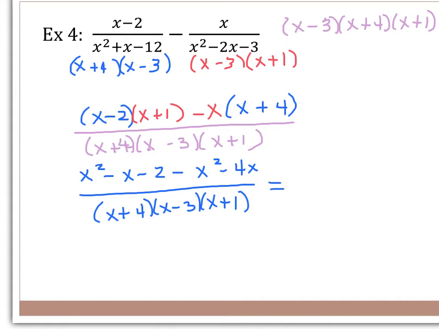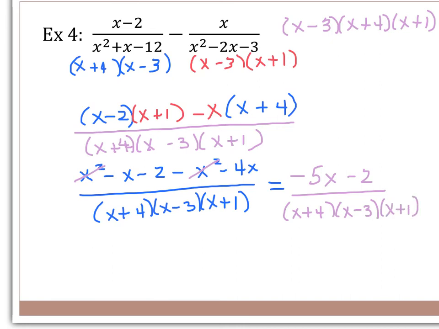And then I'm going to combine like terms. So what I see here is that the x squared subtract out. And then I will have a negative x and a negative 4x. Gives me a negative 5x and then minus 2. And then over all of this. And that will be your final answer.